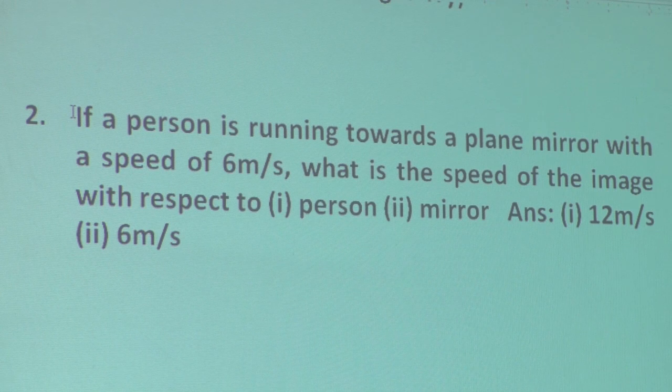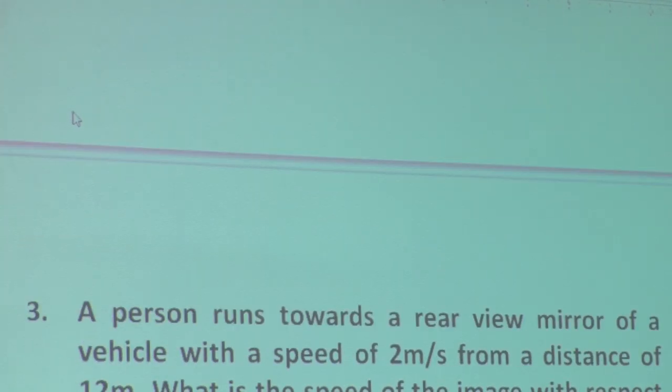What is the speed of the image with respect to the mirror? The person holding the mirror is not running, so the velocity of the image with respect to the mirror is only 6 meters per second. Okay, so simple. Once you solve it elaborately, then it is simple. We will move to the second problem in the projector.